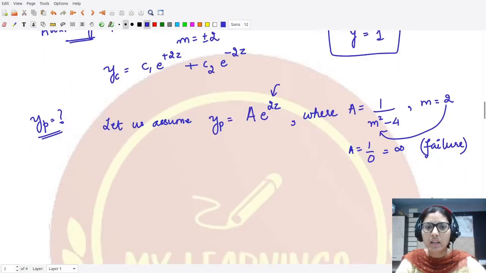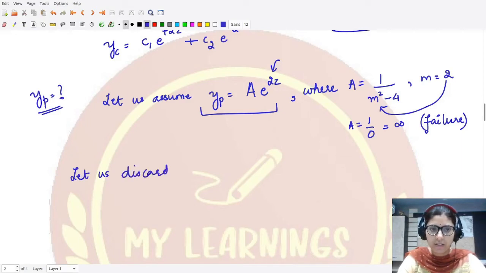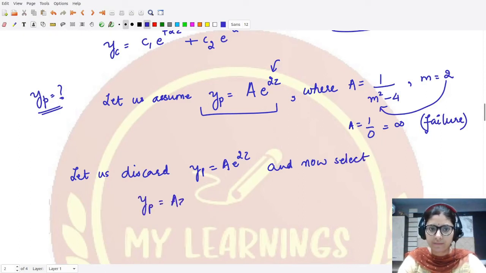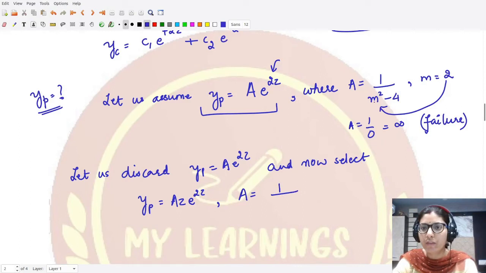So we have to change our particular integral here. So what do we do? Let us discard this one, yp is equal to a e to the power 2z, and now select. We just add one z here, the independent variable, to this value, right? Where what is your a? That is again the same value, right? So your a is obtained when you take the derivative of the same expression. So the derivative of m square minus 4, what is that?